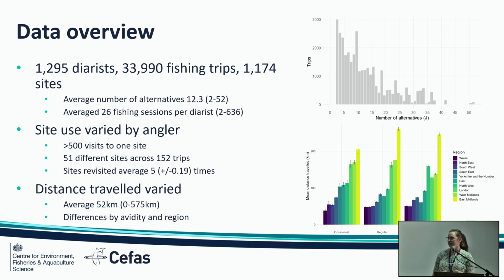Anglers generally revisited a site an average of 5 times. And again, the distance travelled varied. That's this plot down here. It varied quite a bit by region and by avidity levels, but it averaged at 52 kilometres per angler. And again, it ranged quite a lot, from almost nothing to 575 kilometres for one trip.